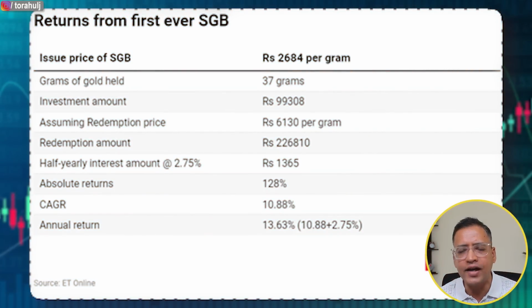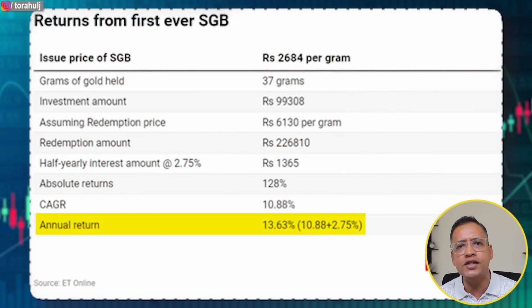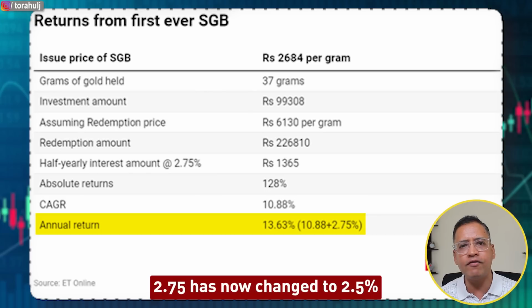you will see that people who invested 1 lakh rupees, their money has grown by around 13.63% CAGR, out of which 10.88% is the gold price appreciation every year, and 2.75% is the interest given by the Indian government per year. This 2.75%, by the way, has now changed to 2.5%.